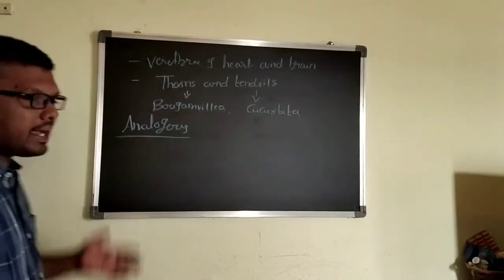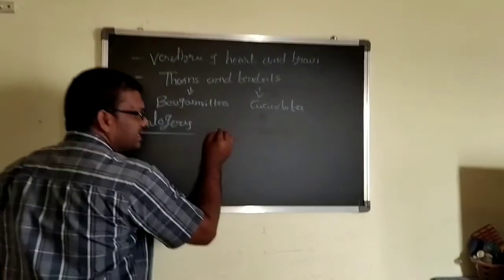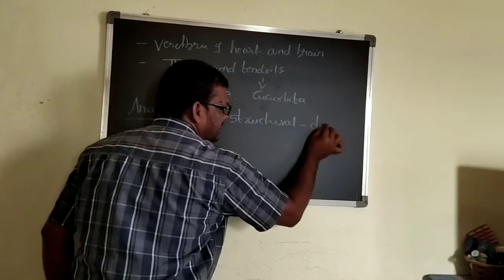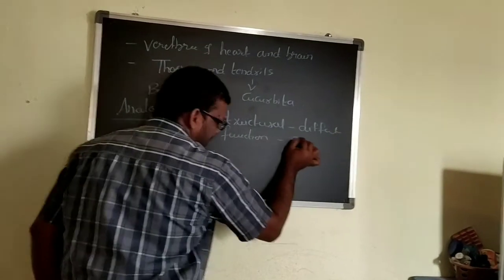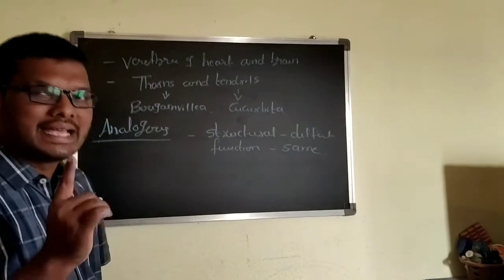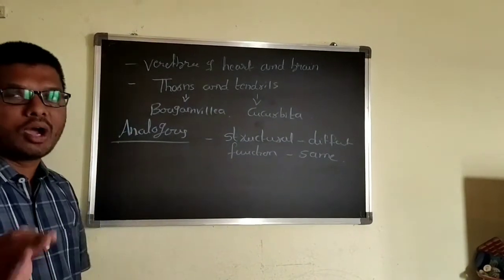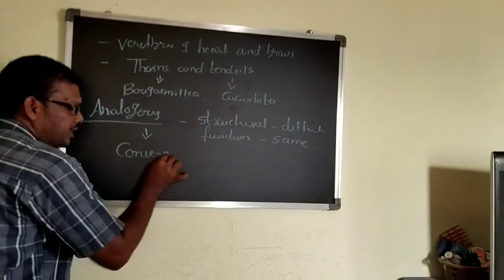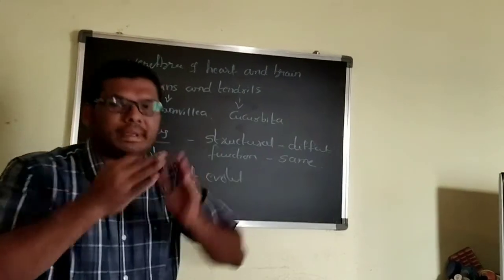Quite opposite. Homologous organs are structurally similar and functionally different. But analogous organs means the structural pattern is different, but the function is the same. That type of organs is called analogous organs. Analogous organs also indicate convergent evolution. Convergent means the same type of function.